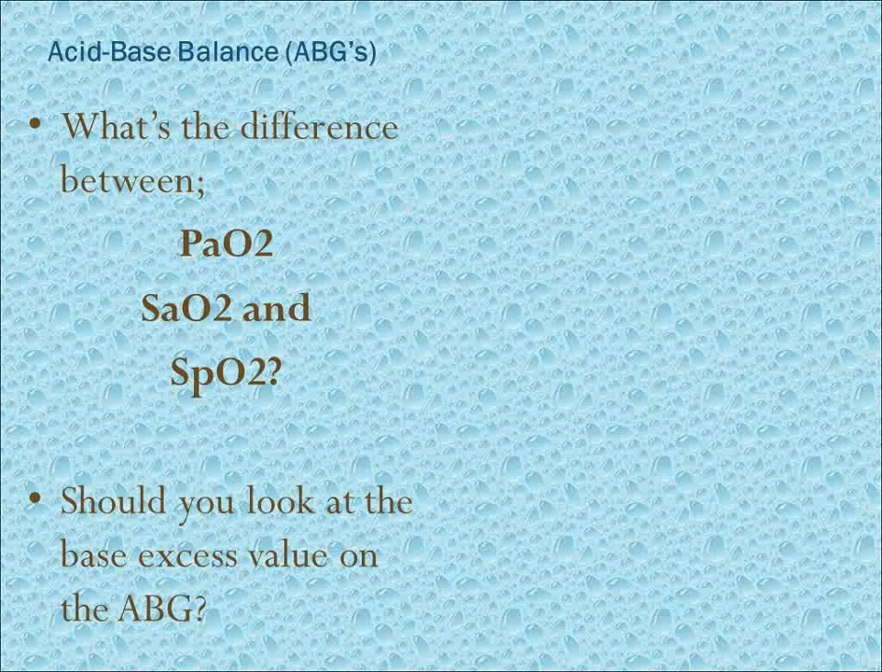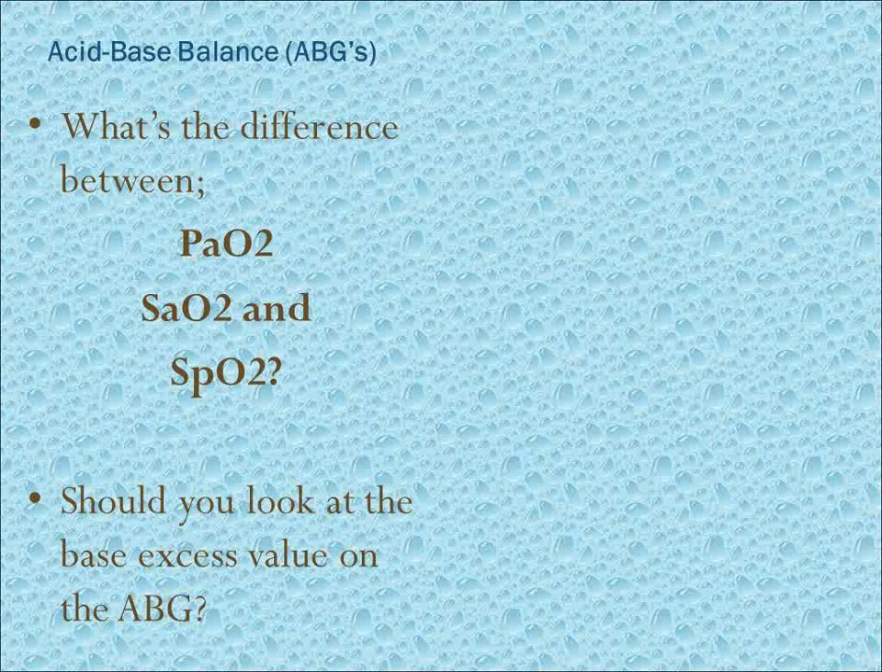Now, when we talk about arterial blood gases, you know that to measure the arterial blood gas, blood has to be drawn from an artery, and then the blood is put in a machine, and the measurement of pH, CO2, and bicarbonate is done. But what else is also measured? There's three, but the two other things that are measured are the PaO2 and the SaO2.